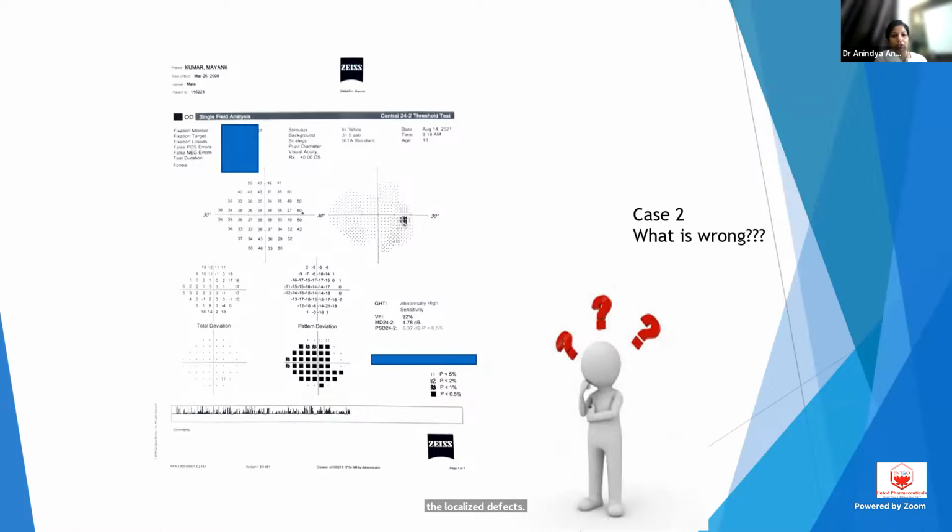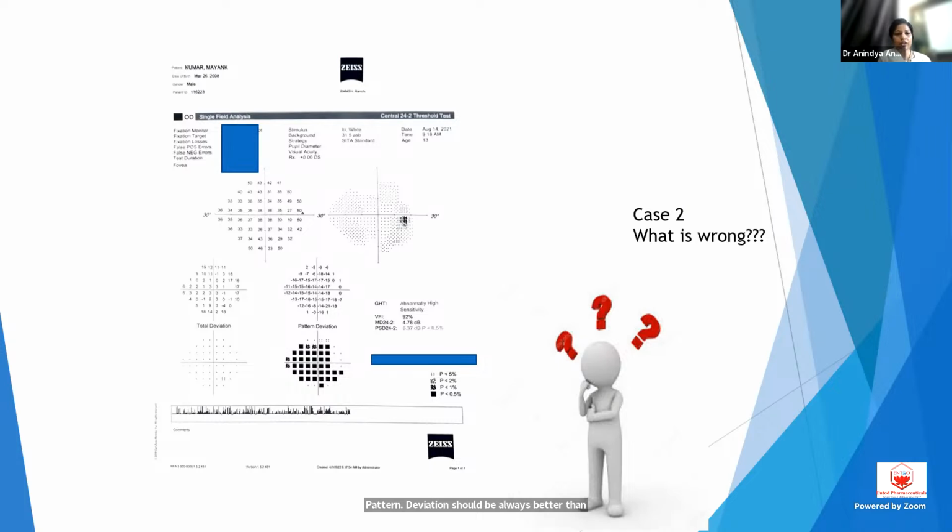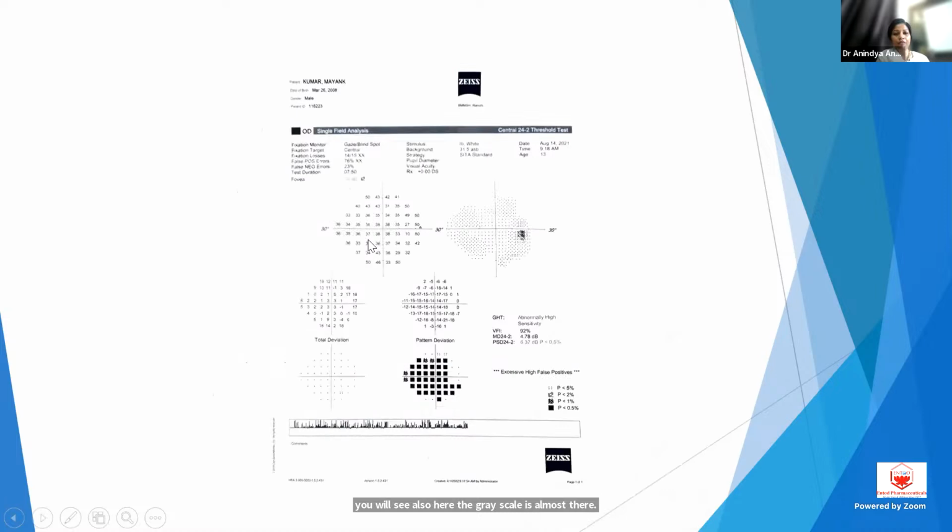Well, so what is wrong in this case? In this visual field, the total deviation you were seeing is quite good enough, but in the pattern deviation, it is very bad. Do you think it is normal? Pattern deviation should always be better than total deviation. But in this case, the pattern deviation is grossly affected. Why so? Because you will see the gray scale also has a defect in so many places. This is happening because of a very excessive high false positive. So in excessive high false positive cases, you will get pattern deviation extremely bad in comparison to total deviation.